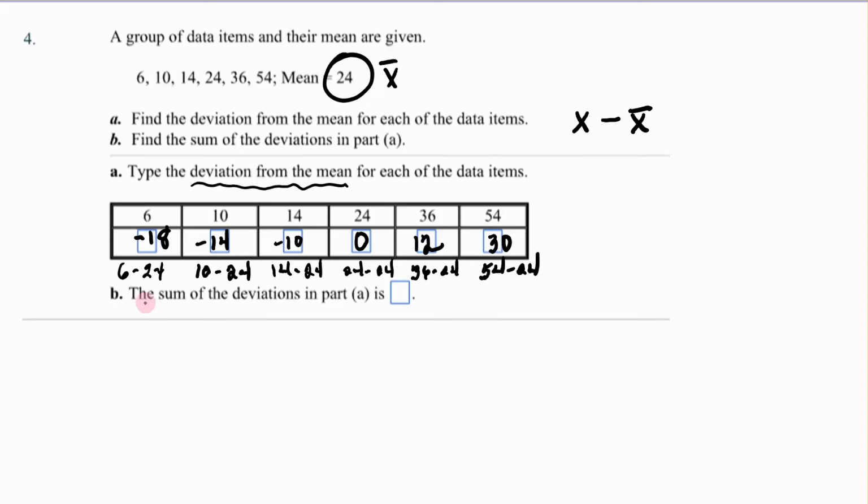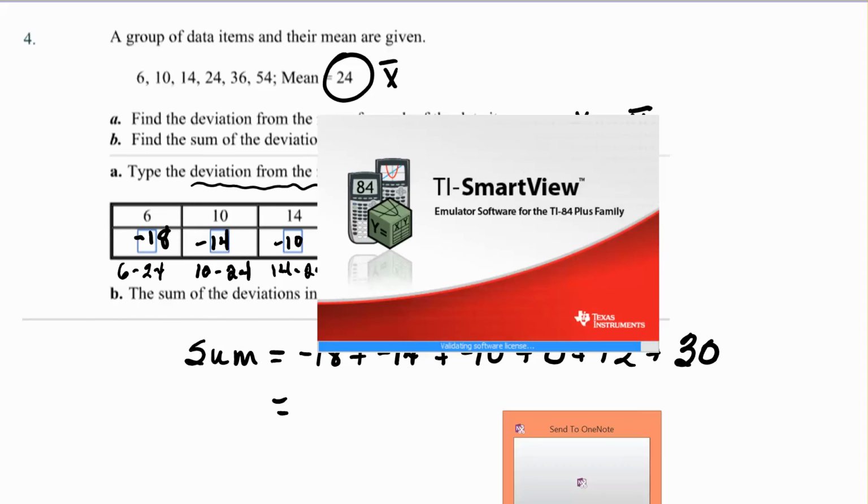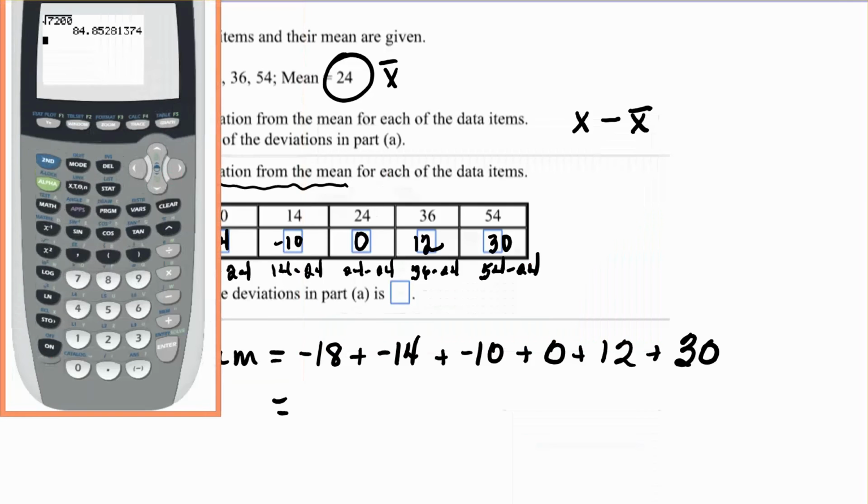Now they ask us to do something else. They say, what's the sum of the deviations? So the sum is equal to negative 18 plus negative 14 plus negative 10 plus 0 plus 12 plus 30. And since the calculator, I will just do this.